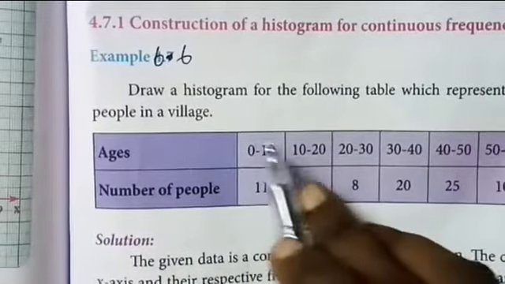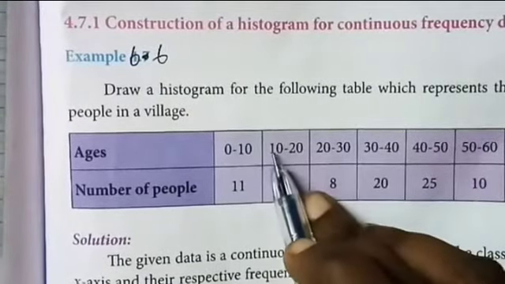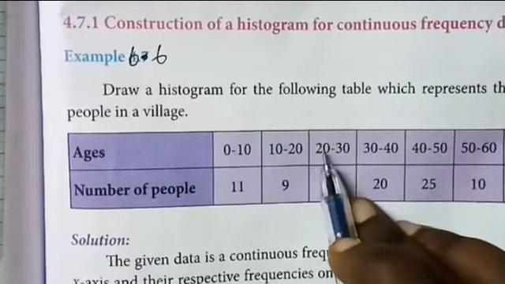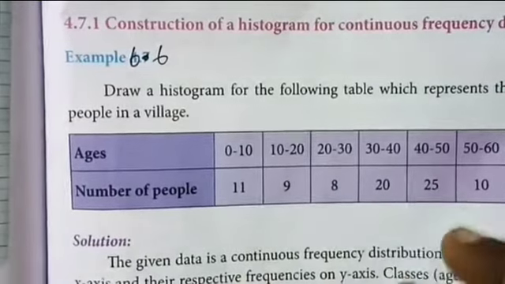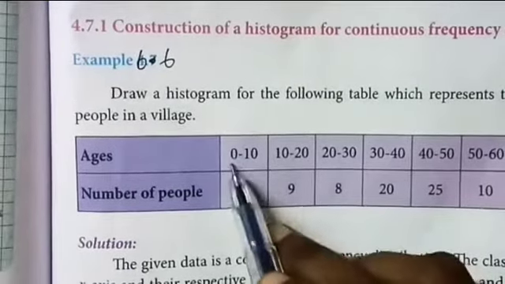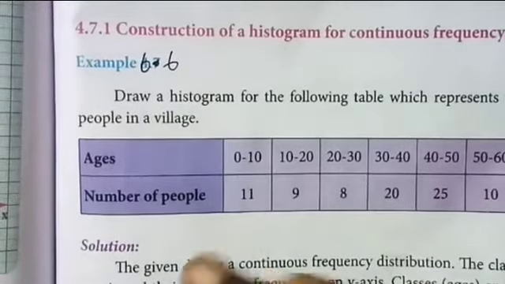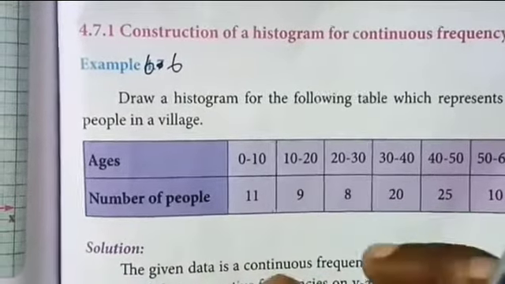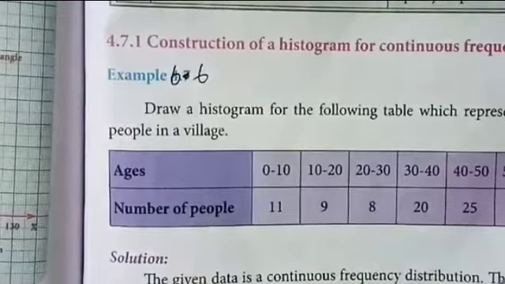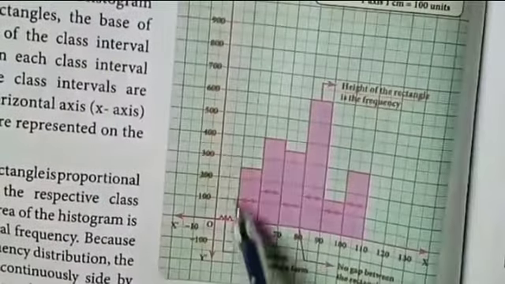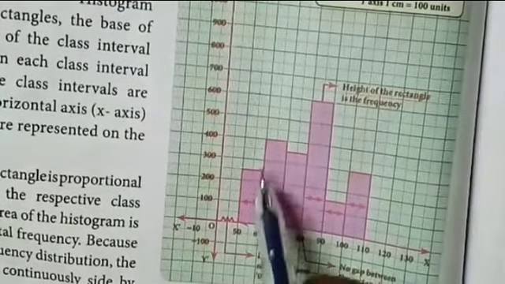So listen, this is the class interval. This class interval is continuous. If the class interval is continuous, it will come as a histogram. The class interval must be continuous, like 0 to 10, then 10 to 20. Likewise it will come as a histogram.